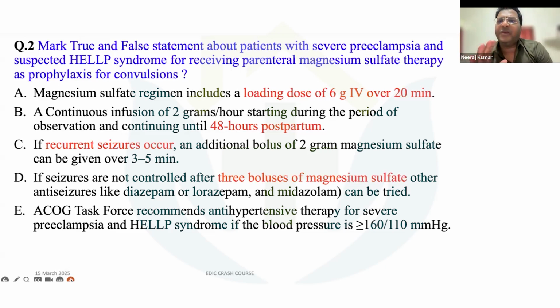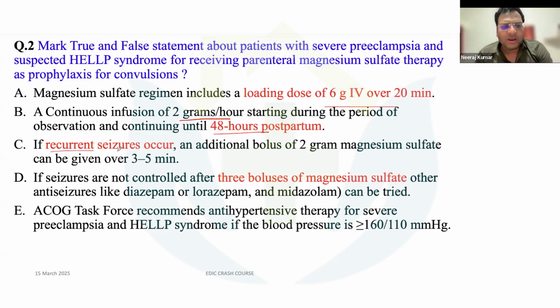related to severe preeclampsia and suspected HELLP syndrome, for receiving parenteral magnesium sulfate therapy as prophylaxis of convulsion. So here the magnesium regimen is being tested: whether the magnesium sulfate regimen includes a loading dose of 6 gram over 20 minutes, or you can start with a continuous infusion of 2 gram per hour starting during a period of observation, and you have to continue for 48 hours, meaning 2 days postpartum.